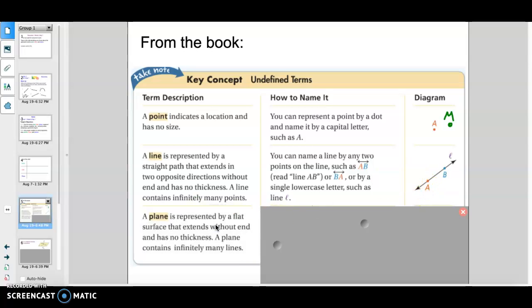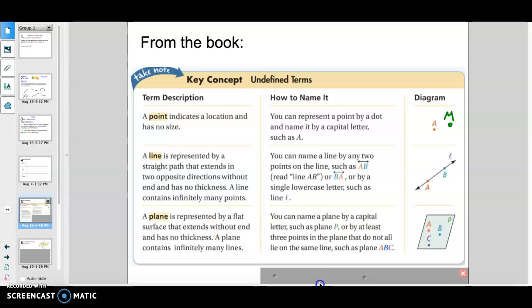Finally, we have a plane, and a plane is represented by a flat surface that extends without end and has no thickness. A plane contains infinitely many lines. So here you've got a plane. You can picture it like a piece of paper that extends forever, an infinitely big piece of paper. You can name a plane by a capital letter, such as here they put the capital letter in the corner, so plane P, or by at least 3 points in the plane that do not all lie in the same line. Like A, B, and C make more of a triangle, so they're not all in the same line, so you can name the plane by those 3 letters.